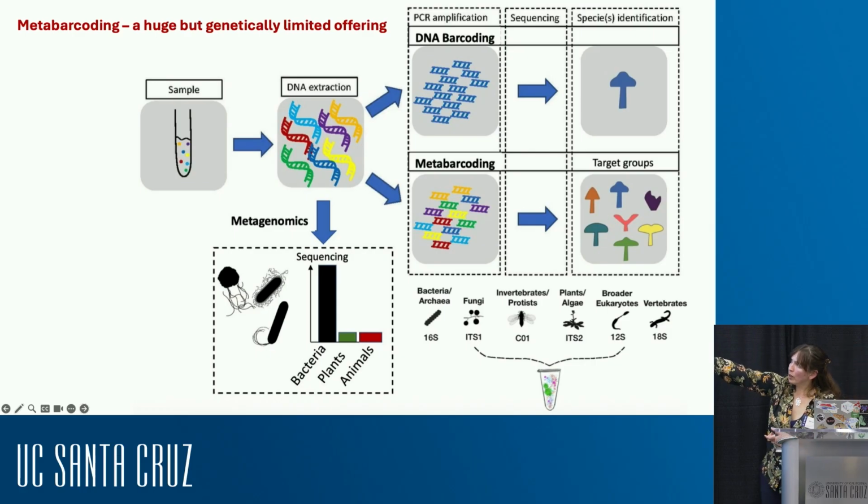So when you just do metagenomics and you're just sequencing all the DNA without doing all this PCR work, you're getting mostly bacteria and a little bit of the other components of the ecosystem, but you're able to really get across the tree of life when you're doing metabarcoding. So it's imperfect, it's genetically limited, but it is still a huge amount of data.